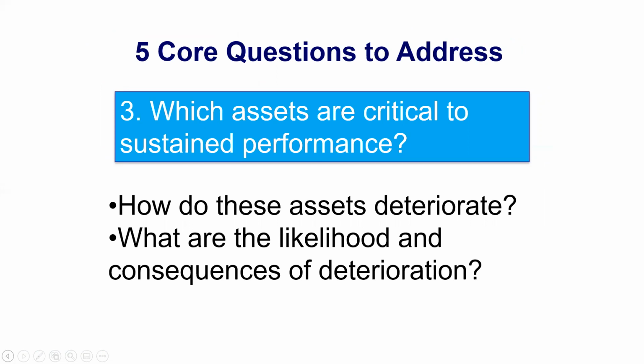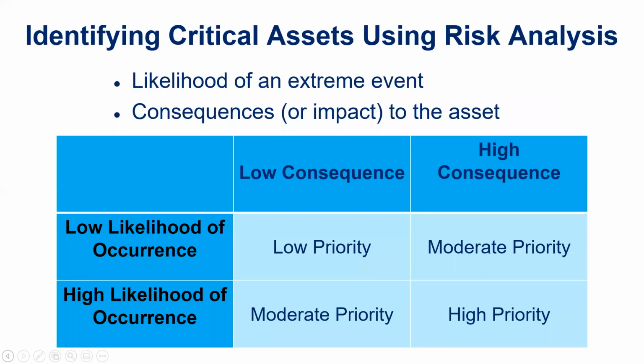So let's look at those. Which assets are critical to sustained performance? That's the first one. Here we want to look at risk. And when we look at risk, we want to check out what are the consequences of failure versus the likelihood of it happening. How likely is this to occur? And what's going to happen when it does?